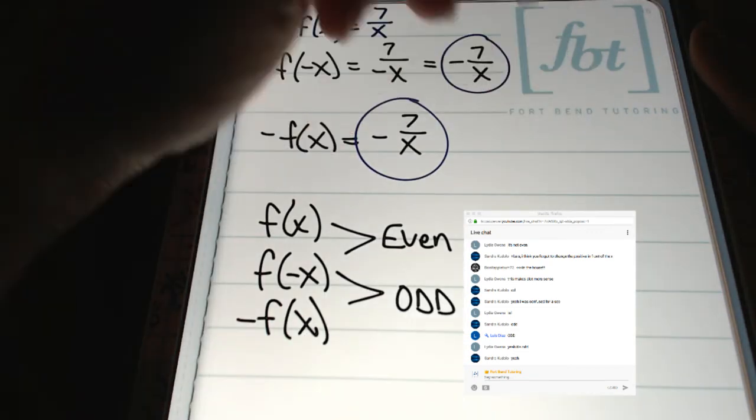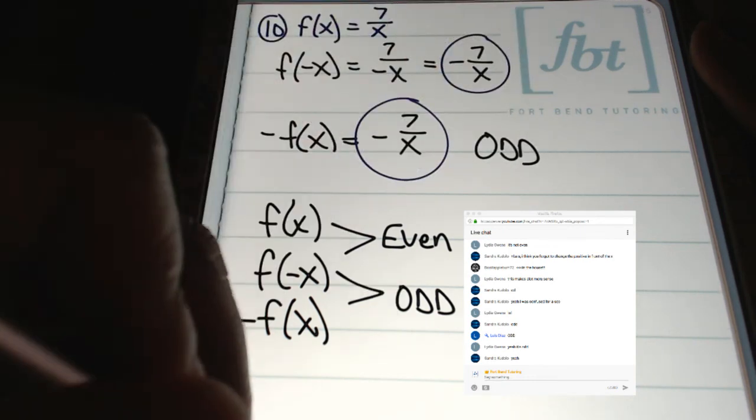What's wrong with me with this neither? The answer is odd. There we go.